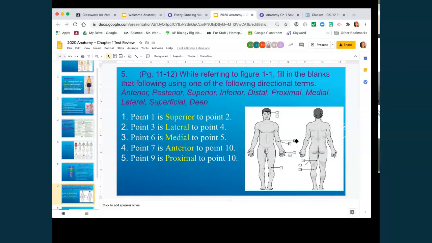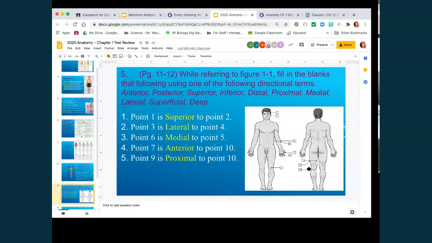So 3 is lateral, standing anatomically correct. 4 is medial. 5 and 6, I think this is my 5 and 6. I can't see the numbers, they're too little, but this would be medial and lateral. Anterior is just front, posterior, back. So 7 is anterior, and this would be posterior.